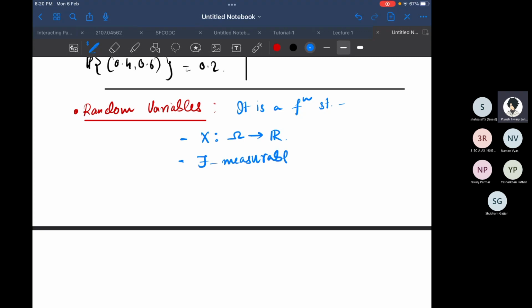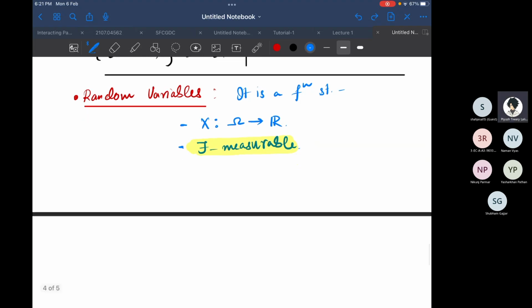Now, I won't cover what this F measurability means. It is not something that we need to worry about right now, but just to make things complete, it is a set function that maps omega to R, and it is an F measurable function. What F measurability means is something even deeper. I don't want to go into it because we are already lagging behind. Take my word for it, and maybe look it up if you are interested.